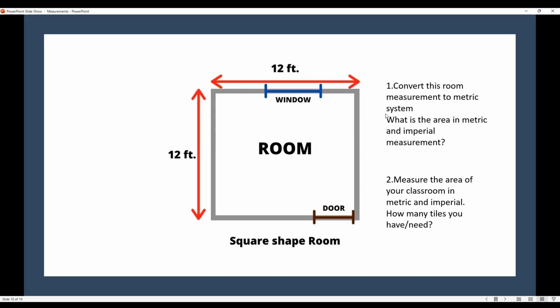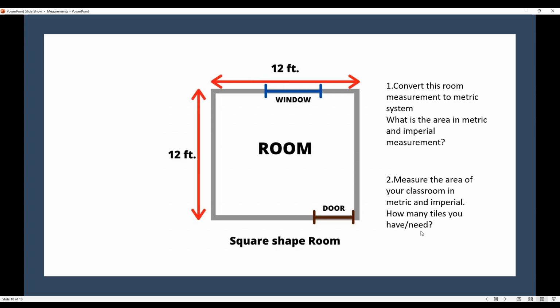Here is another exercise for you. Convert this room measurement to metric system. So it's in the imperial system. I want you to convert it to metric system. What is the area in metric and imperial measurement? So I want you to calculate the area of this room in metric and in imperial measurement unit system.